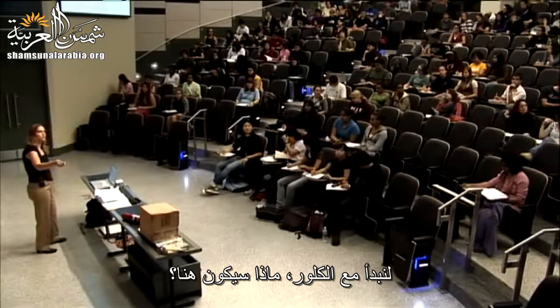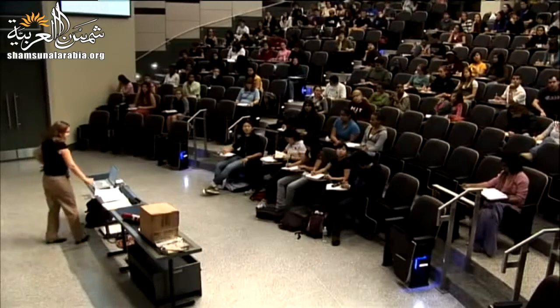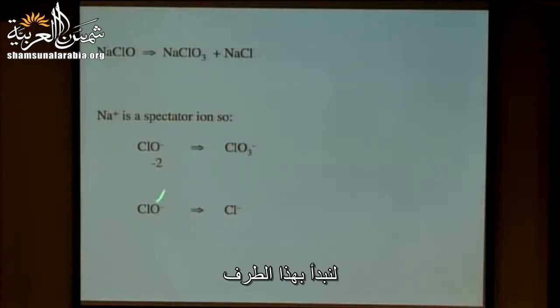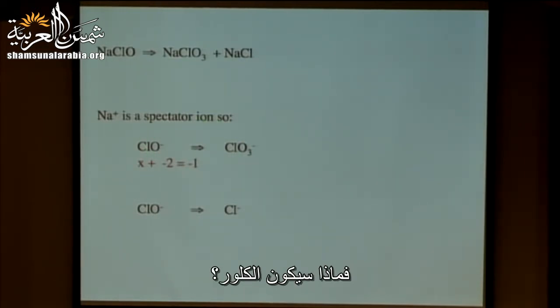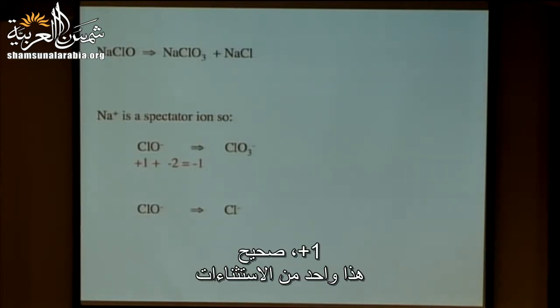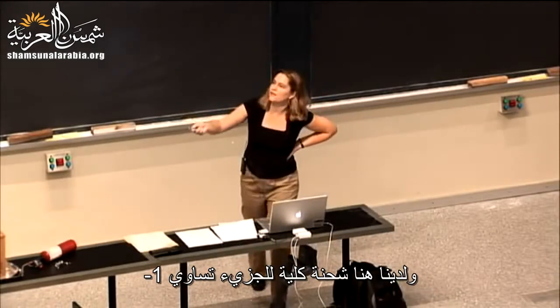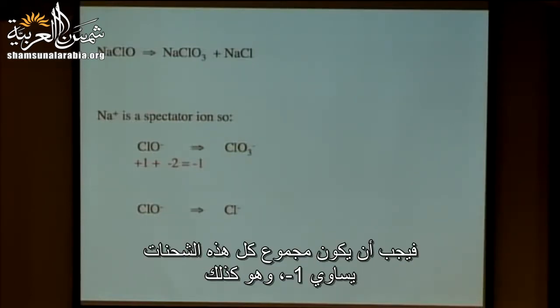So let's start with chloride. What's that going to be here? I'm sorry, on that side. Let's start on that side. So we have a minus 2 here, and the whole thing is going to be minus 1. And so what is that about chloride? Plus 1. Right. So this is one of the exceptions. Chloride is usually minus 1, except when it's with oxygen. And here we have an overall charge of the molecule of minus 1, so it all has to add up to minus 1, and it does.